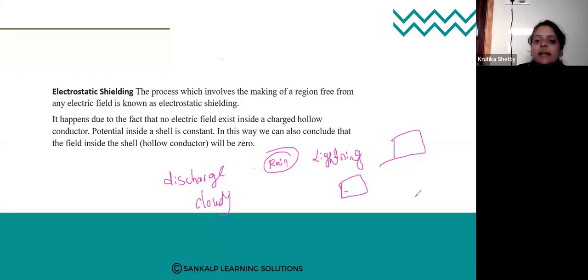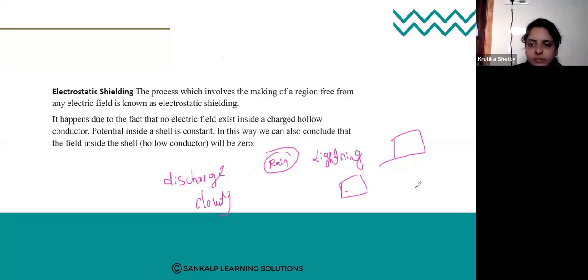So for that, what do we do? We say that when it is raining, don't go outside. You should not stand under the tree. Why? Because here you are protecting yourself from those electric field lines, right? So this is nothing but what? Electrostatic shielding. What are you doing? You are freeing yourself from those electric field lines. So this process is called what?